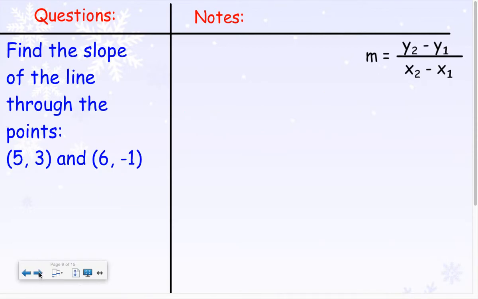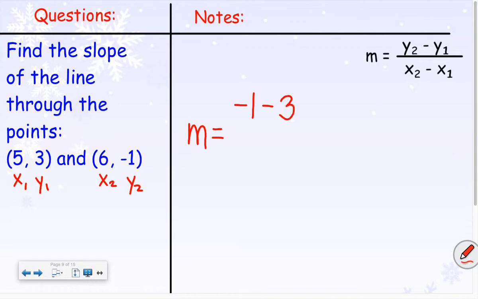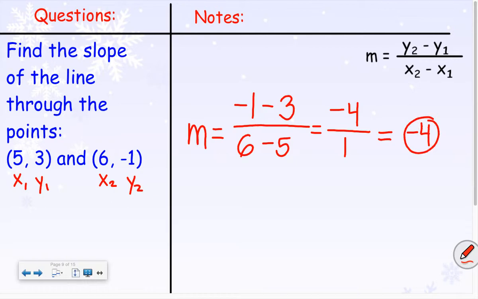Alright, second one, we're going to find the slope once again. So I'll label my ordered pairs, x1, y1, x2, y2. So m equals y2, which is negative 1, minus y1, which is 3, over x2, which is 6, minus x1, which is 5. So negative 1 minus 3 makes negative 4. 6 minus 5 is 1. Negative 4 over 1 is negative 4.